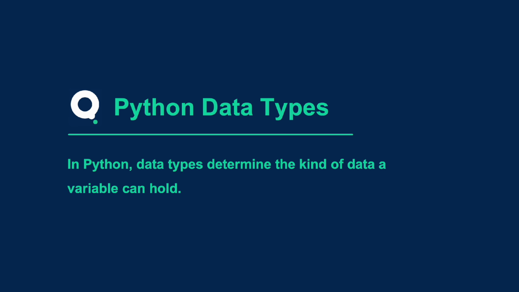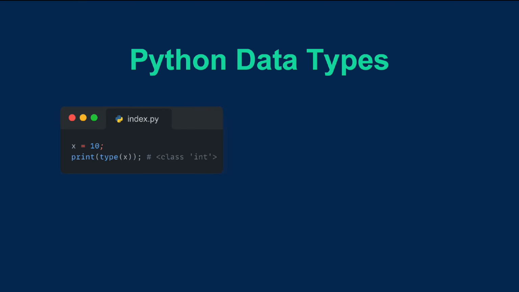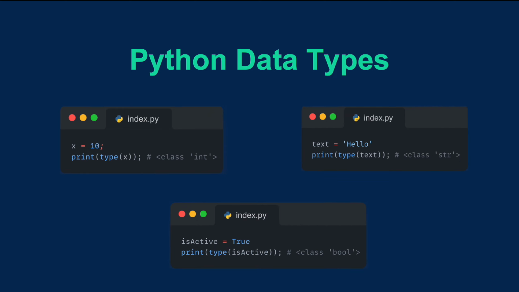In Python, data types determine the kind of data a variable can hold. For example, 10 is a number, so it's an integer. "Hello" is text, so it's a string. True represents a true or false value, which is called a boolean. These data types tell Python how to handle and manipulate data.